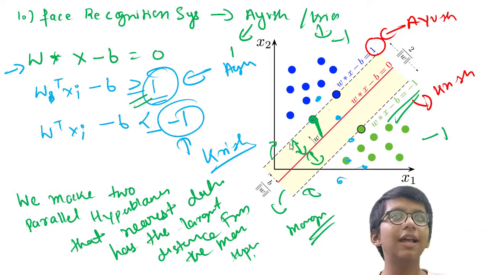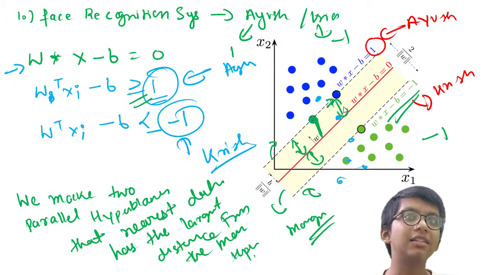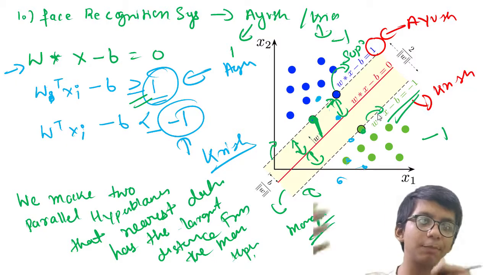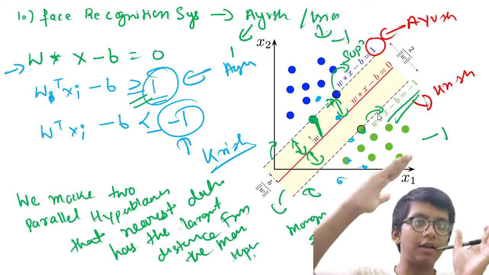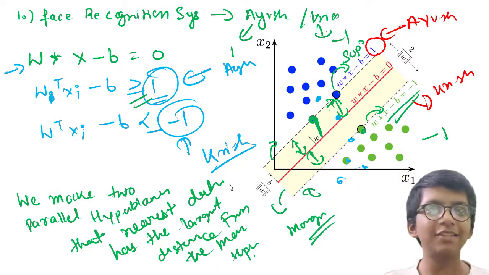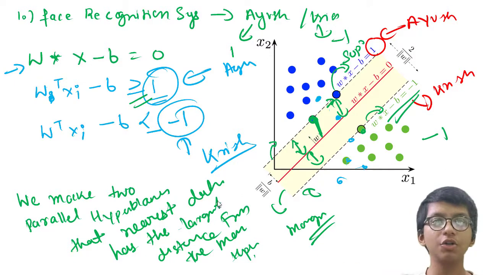So we have constructed it, and here you can see that this one has the largest distance. These are called the support vectors. This blue and this green here are the support vectors, which support the parallel hyperplanes. I think we have got that till now. And this is called hard margin classification.